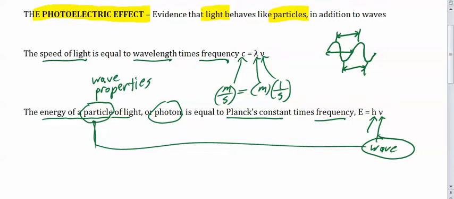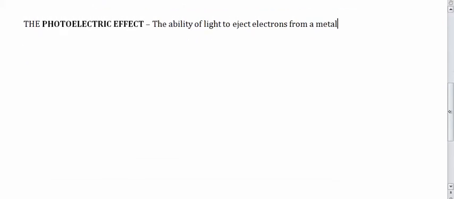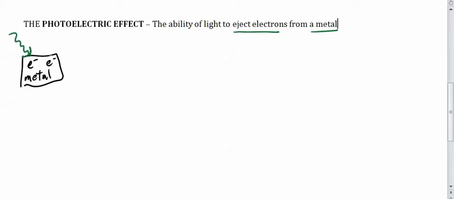And now what I want to try to do is discuss how the photoelectric effect is evidence of both particle and wave properties. The photoelectric effect is the ability of light to eject electrons from a metal. If we think about some chunk of metal, metals conduct electricity, which means they have electrons inside that can move around. That's one way to think of it anyway. So if you shine light on this metal, it might knock out an electron.